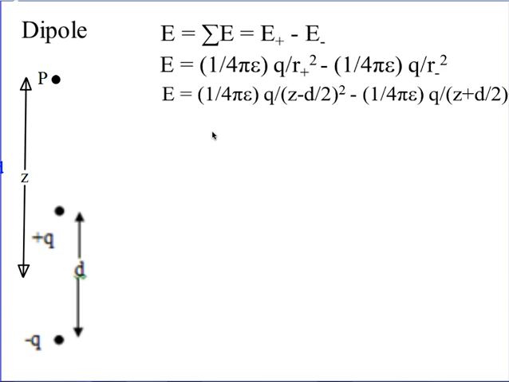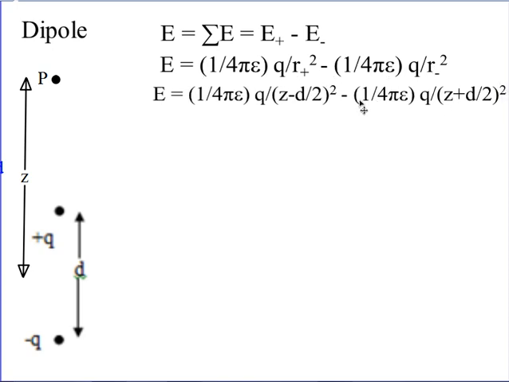Now, that distance from the positive would be z minus 1/2 d, and the distance from the negative would be z plus 1/2 d. And how do you deal with that? To deal with that, we're going to do a binomial expansion.